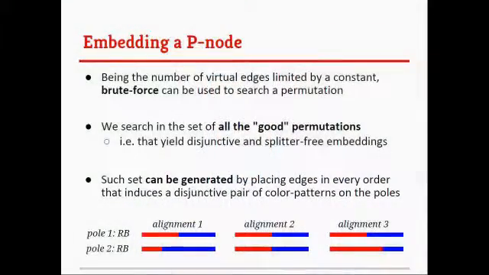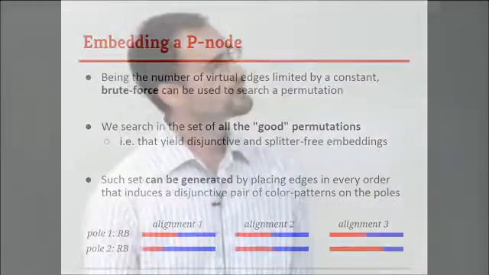Grouping the virtual edges reduces the size of a p-node to up to 8 virtual edges. That is, it's limited by a constant. And for this reason, it is possible to use brute force to search for a solution. Basically, the instance can be matched against all possible solutions until one is found.